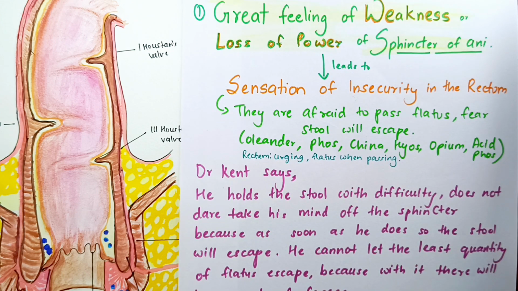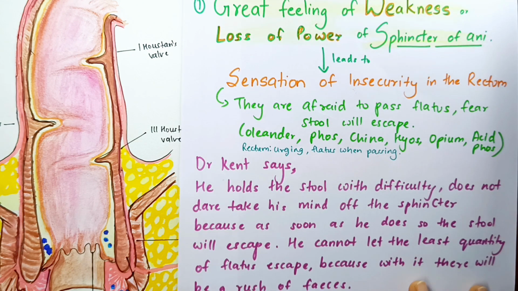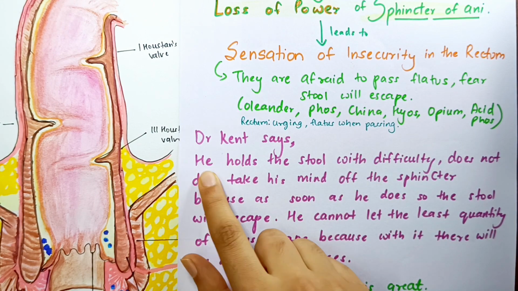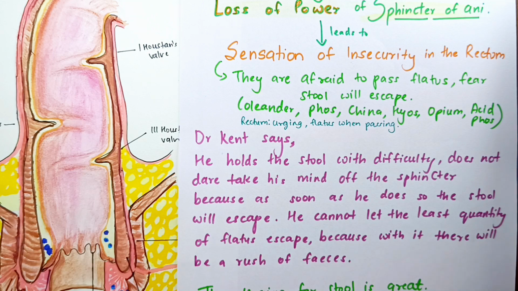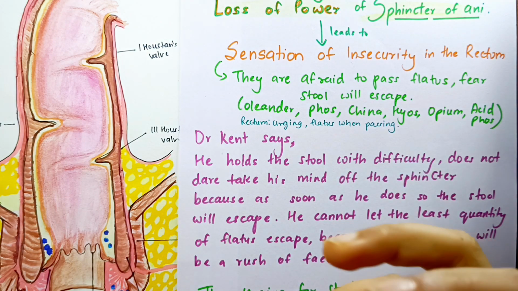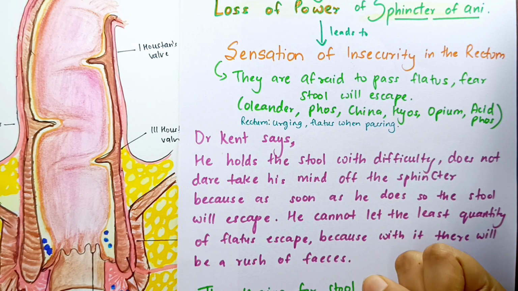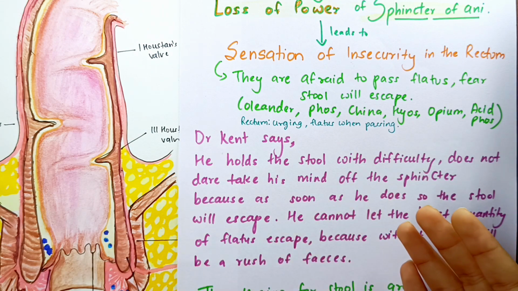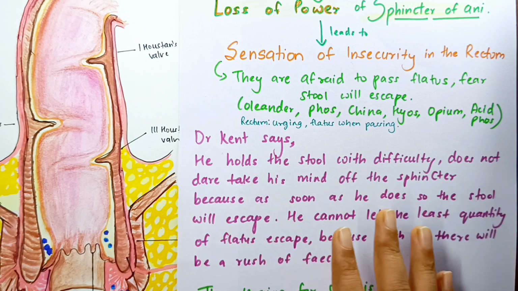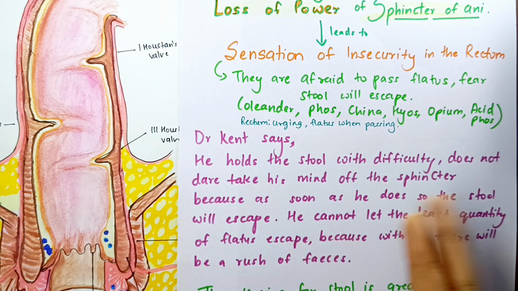Now in Dr. Kent's Materia Medica, he says that this Aloe patient holds the stool with difficulty, does not dare take his mind off the sphincter, because as soon as he does so, the stool will escape. Since it's voluntary, you obviously need to keep your mind on it, and pull in your sphincter. You need to have control over it, right? But this patient knows that his control is gone. There's weakness of the sphincter, so he dare not take his mind off the sphincter, otherwise the stool will escape.